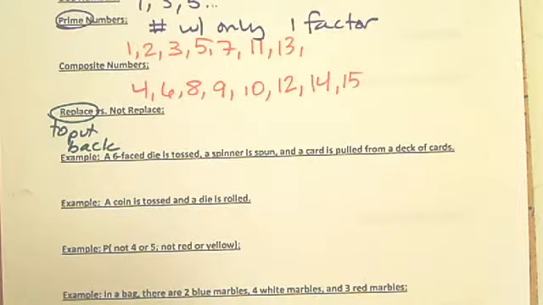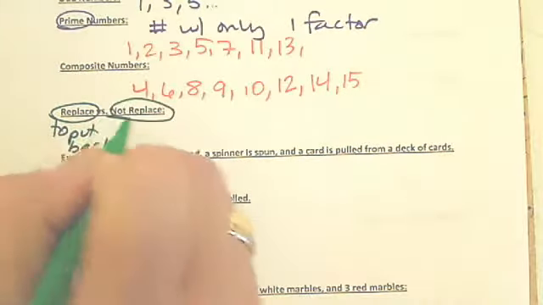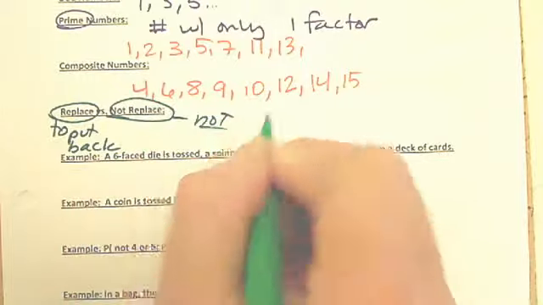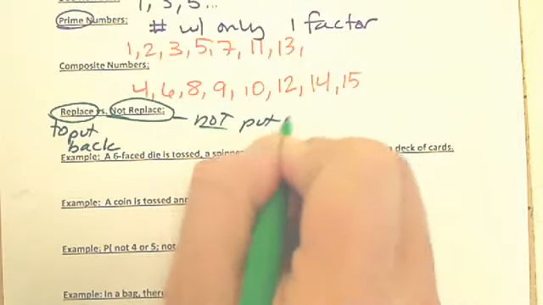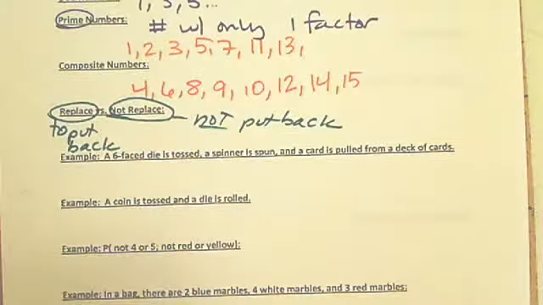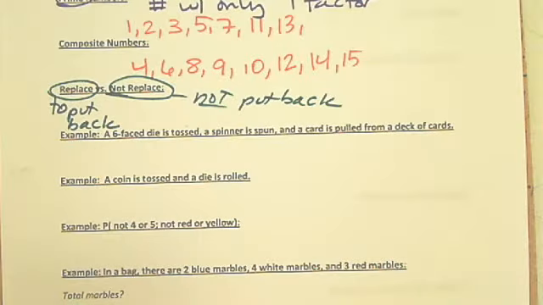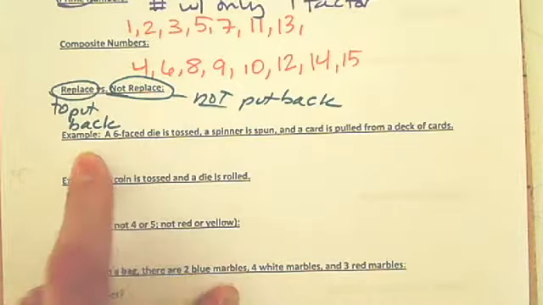To replace. In probability and math, you reach in the bag, you pull out the marble, you see it, you put it back in. You replace it. To not replace, you don't put it back. You reach in, you take it out, you leave it out. Replace versus not replace. Let's do our first example.